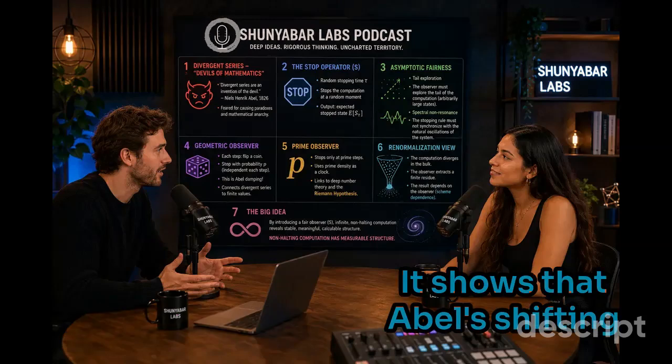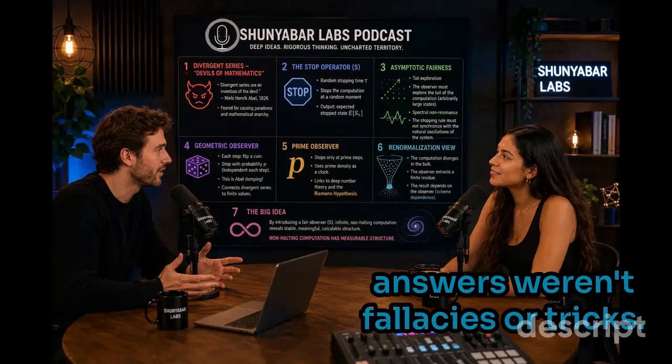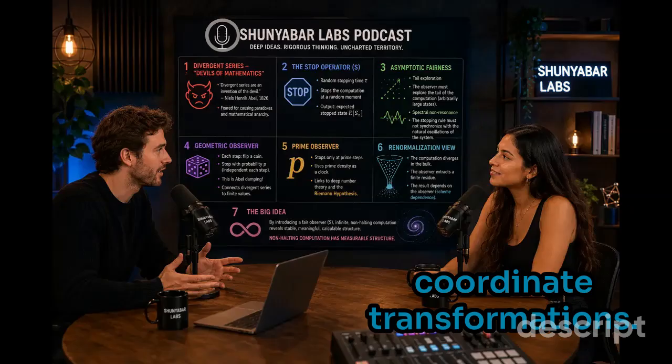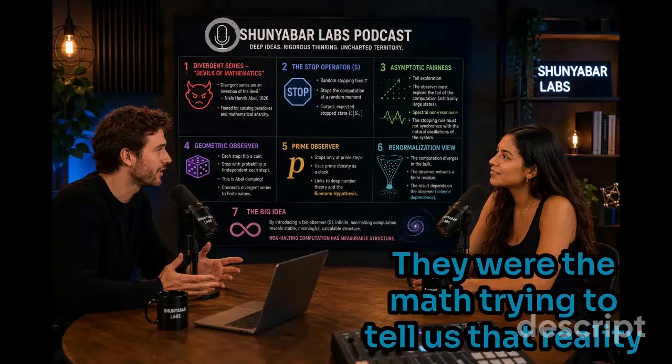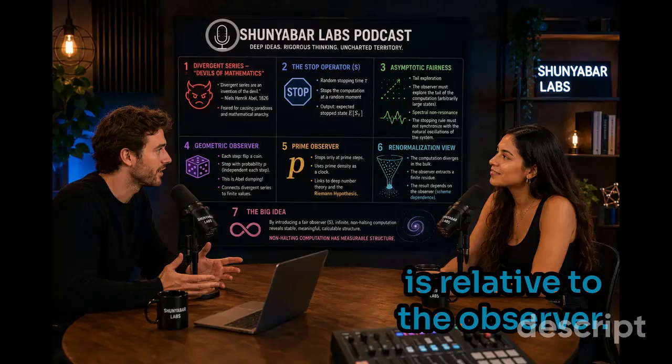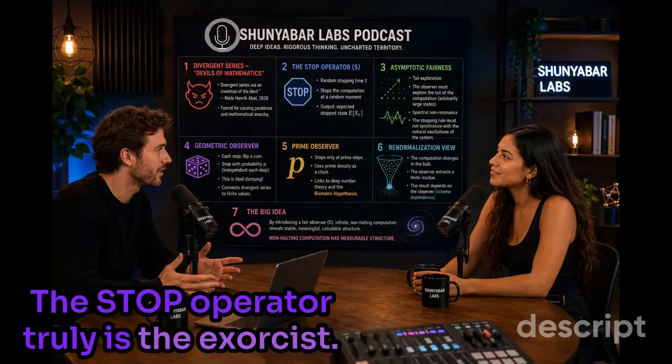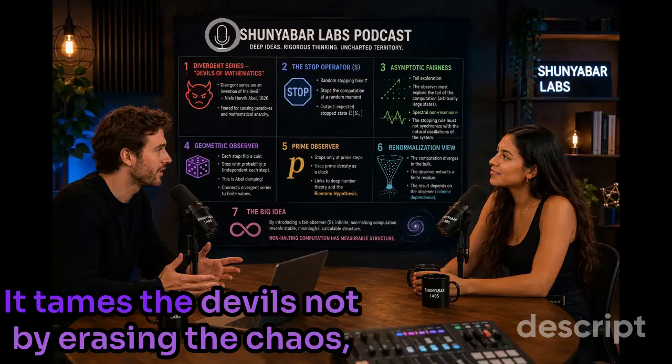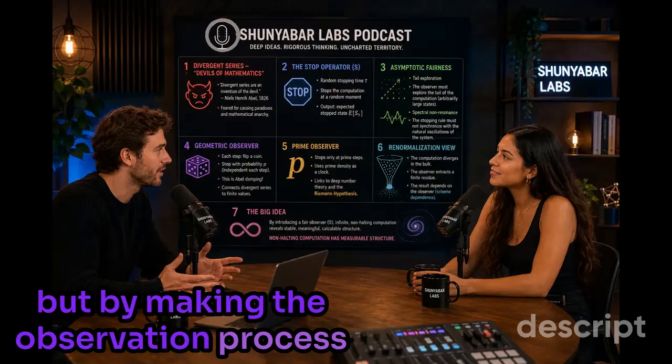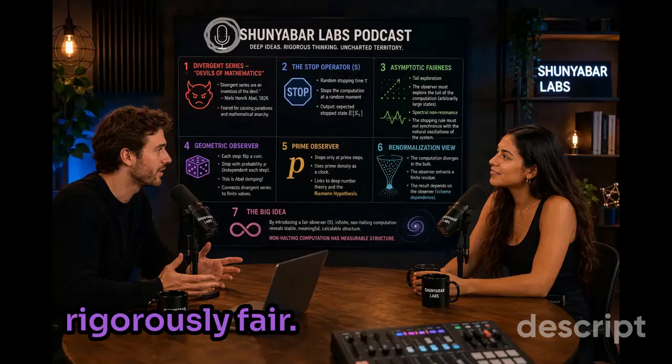It shows that Abel's shifting answers weren't fallacies or tricks. They were physical coordinate transformations. They were the math trying to tell us that reality is relative to the observer. The STP operator truly is the Exorcist. It tames the devils, not by erasing the chaos, but by making the observation process mathematically explicit and rigorously fair.